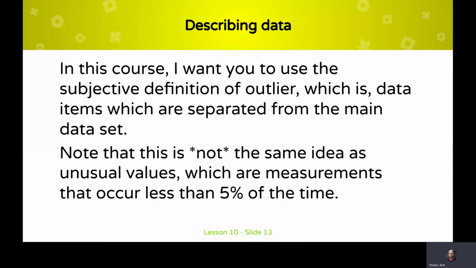In this course, I want you to use the subjective definition of outlier, which is data items which are separated from the main data set. Note that this is not the same idea as unusual values, which are measurements that occur less than 5% of the time.